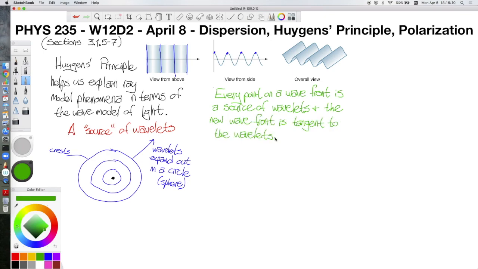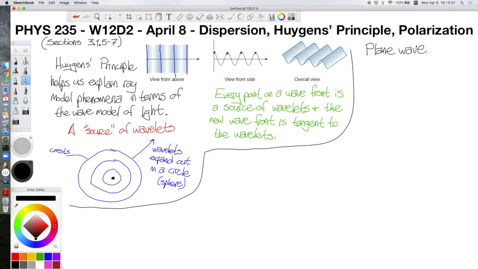Huygens' principle states every point on a wavefront is a source of wavelets, and the new wavefront is tangent to those wavelets. So I want to show you how this works with a simple situation first, where we just talk about a plane wave. Plane waves are waves like ocean waves, where they travel in one long line continuing to move in the same direction. So for this plane wave, I want to draw the wavefront we have.